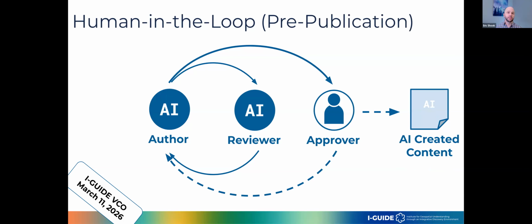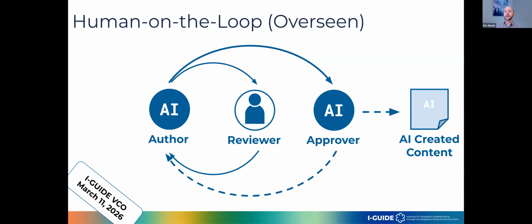We can replace one more step, and we can have AI be both the author and the reviewer, including a feedback loop where you have the author author something, the reviewer gives feedback, the author improves, goes back to the reviewer, ultimately going to a human as an approver. Here again, we have AI created content.